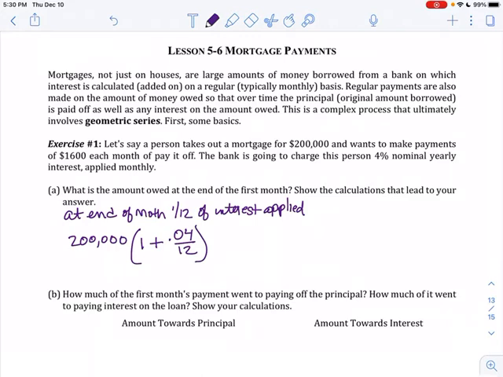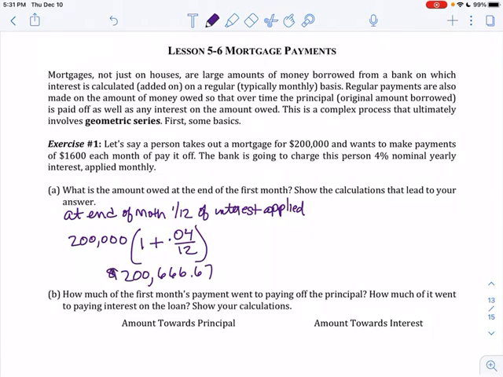So I'm really just trying to figure out how much I owe at the end of the month. They're going to charge me interest 4% yearly, but it's going to be applied monthly. So basically the bank is making more money if they're applying it monthly. So I'm just figuring out how much money I actually owe at the end of the month. So if I put this into my calculator, 200,000 times 1 plus 0.04 divided by 12, at the end of the first month, I'm actually going to owe $200,666.67.